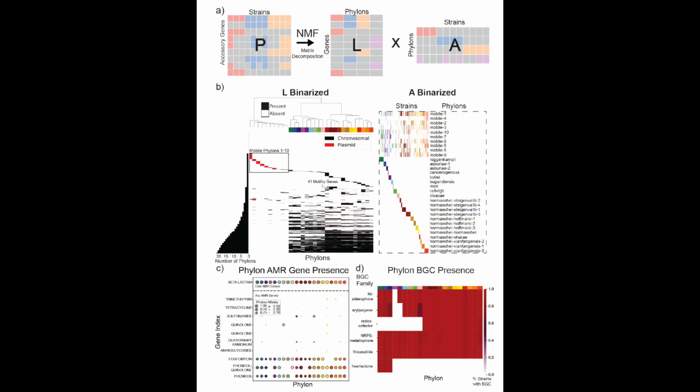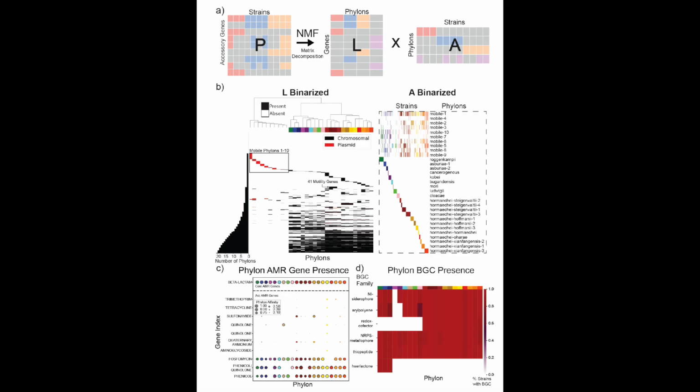NMF takes our large matrix of genes and strains, where the matrix is representing which genes are found across which strains. There are thousands of genes in the accessory genome and hundreds of strains. It's difficult to interpret this matrix as is. NMF allows us to take this complicated large matrix and decompose it into two more interpretable matrices: a matrix of genes by components, and components by the affinity of the different strains for each of these components.